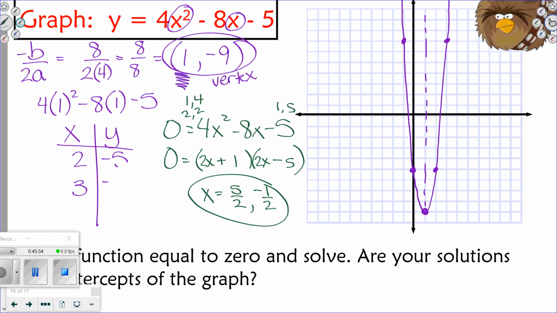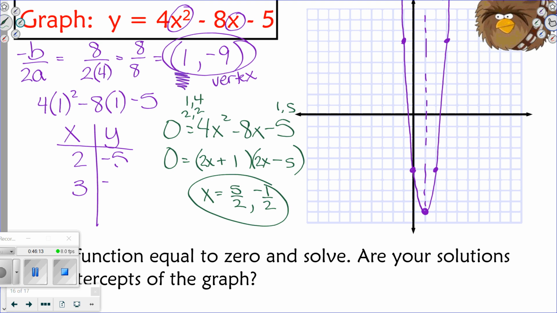So take a look real quick, though. What is 5 halves? What is it? It's 2.5. Take a look at my graph. 2.5 and negative half. Yeah, that's where it crossed.